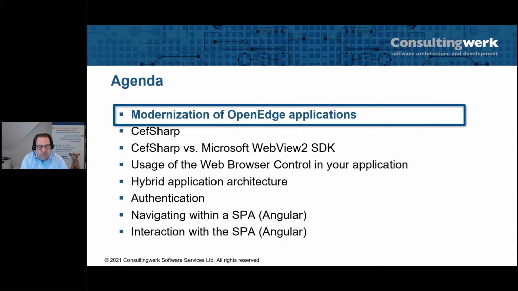And then I'll start introducing how to use the web browser control in the application and what that leads to in terms of application architecture and certain challenges or possibilities arising from that integration, like authentication, navigation within the web application. SPA there is the acronym for Single Page Web Application, which is the architecture of the modern web development frameworks, and how the desktop application can interact with the web application.